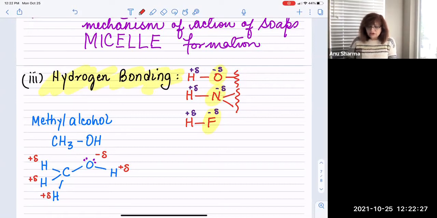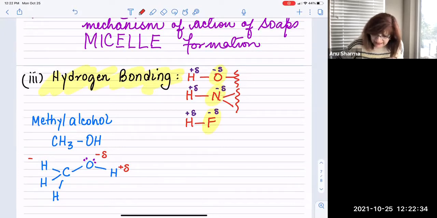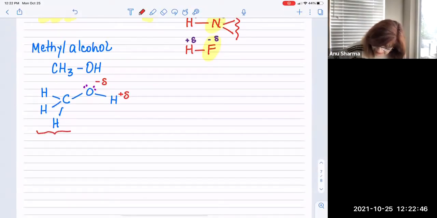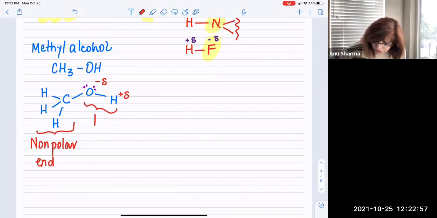Sorry, wait a minute. This is because hydrogen is attached to carbon. Even though carbon is slightly more electronegative than hydrogen, the carbon and hydrogen bond is still considered a non-polar site. So this is the non-polar end, and this side is the polar bond. So this is the polar end.